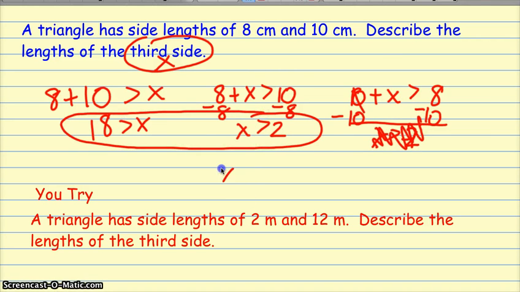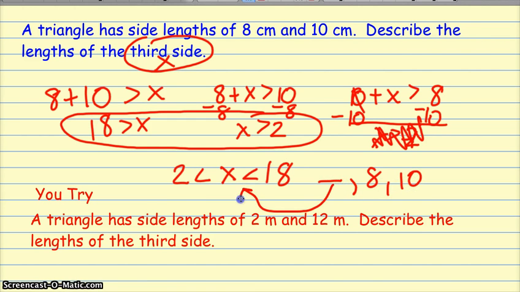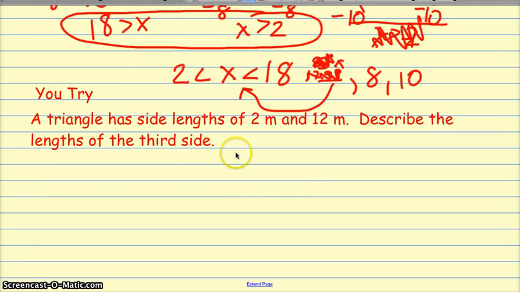This is telling you that x has to be bigger than 2, and at the same time, x has to be less than 18. So if you were to have a blank, an 8, and a 10, you could fill that blank with any value as long as it's larger than 2, so 2.1, 2.2, 2.3, 5, 10, 11, 12, all of those, and anything less than 18. So 17.99, 17, all the way down. So this can be any value as long as it's larger than 2 and smaller than 18. Go ahead and try this one.